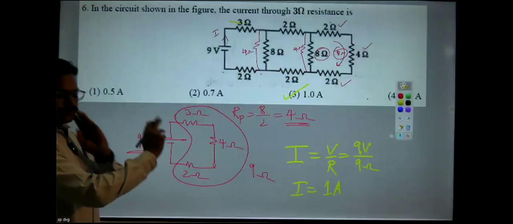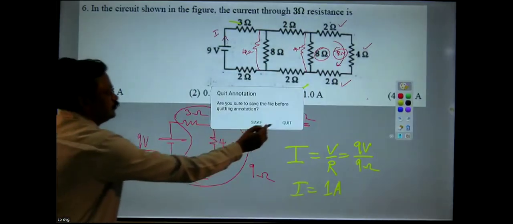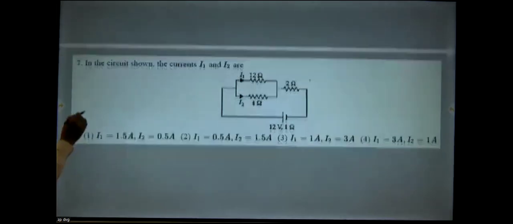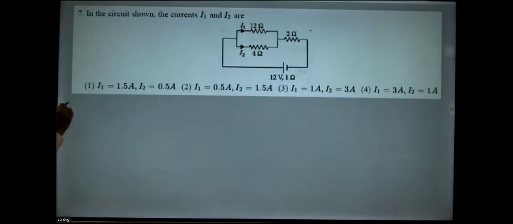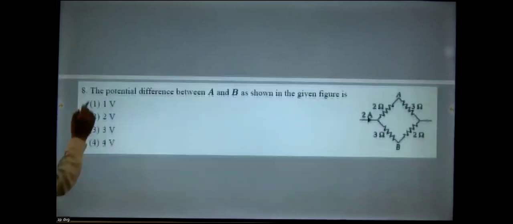So the right answer for this question is 1 ampere. Let's move on to the next one. Okay, let's take up questions of meter bridge first.